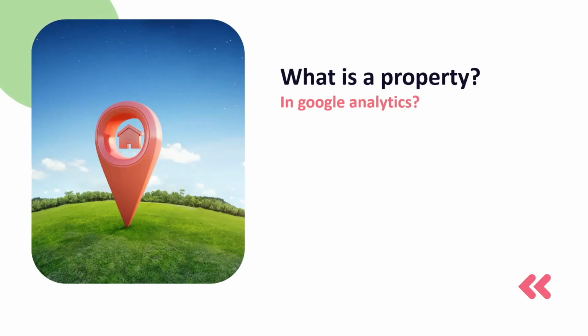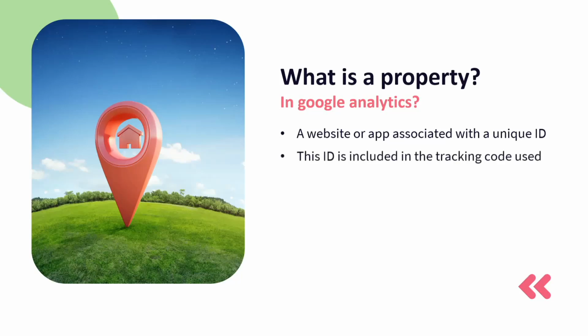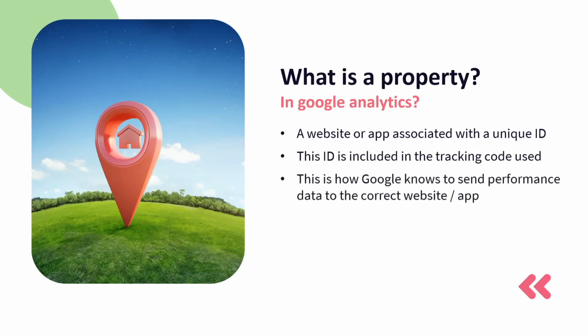And what is a property in Google Analytics? It is a website or app associated with a unique ID. So it's given a unique ID. And this ID is included in the tracking code that is used. So all the pages on your site that you would add your tracking code to would contain the property ID. This is how Google actually knows to send performance data to the correct website or app analytics. Of course, it does need a way to link a website to its analytics, and this is how it does it. You can have more than one property in an account.